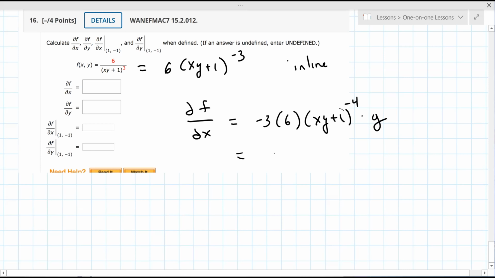So this cleans up a little bit if you wanted to. Minus 18y over xy plus 1 to the 4th power.